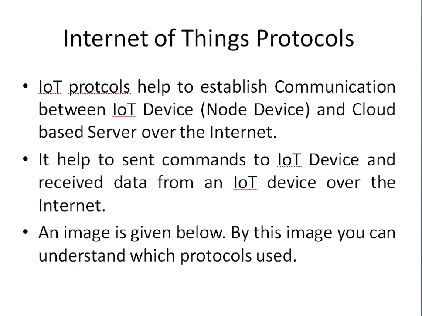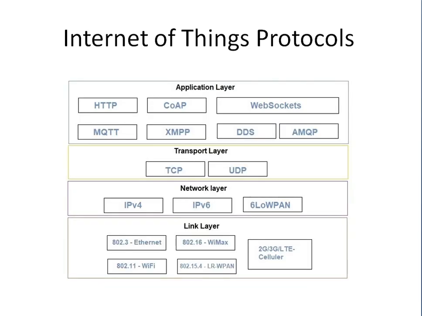By this image, you can understand which protocol is to be used for that. It has the application layer, the transport layer, the network layer, and the link layer. In the application layer you have HTTP, CoAP, WebSockets, Message Queue Telemetry Transport, XMPP, RADIUS, and AMQP. In the transport layer, TCP and UDP. In the network layer, IPv4, IPv6, and 6LoWPAN. And Ethernet, WiMAX, Wi-Fi, LoW PAN, and cellular networks are used in the link layer.